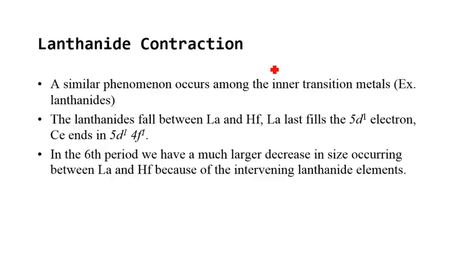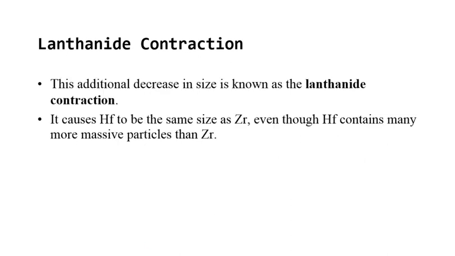The lanthanide contraction is even more dramatic. It's a similar phenomenon in the inner transition metals, specifically the lanthanides. They fall between lanthanum and hafnium, starting with 5D and cerium. In the 6th period, we have a much larger decrease in size occurring between lanthanum and hafnium because of the intervening lanthanide elements. So let's talk about those. This additional decrease in size is called the lanthanide contraction.